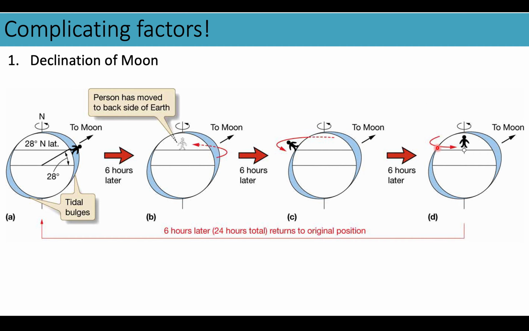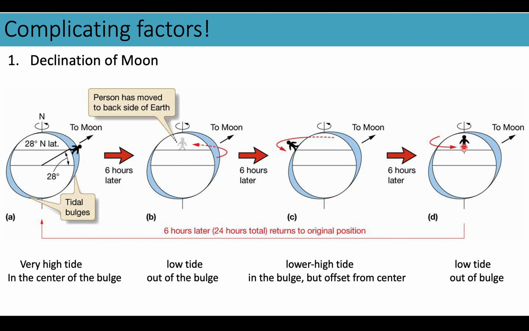Then, of course, 6 hours later, you're going to rotate again over to the front of the Earth, out of the tide. So here I have an explanation. Here you're in a very, very high tide. You're in the center of the bulge. Whereas here you're going to be in a lower high tide. You're in that bulge, but you're right on the outskirts. You're offset from the center.